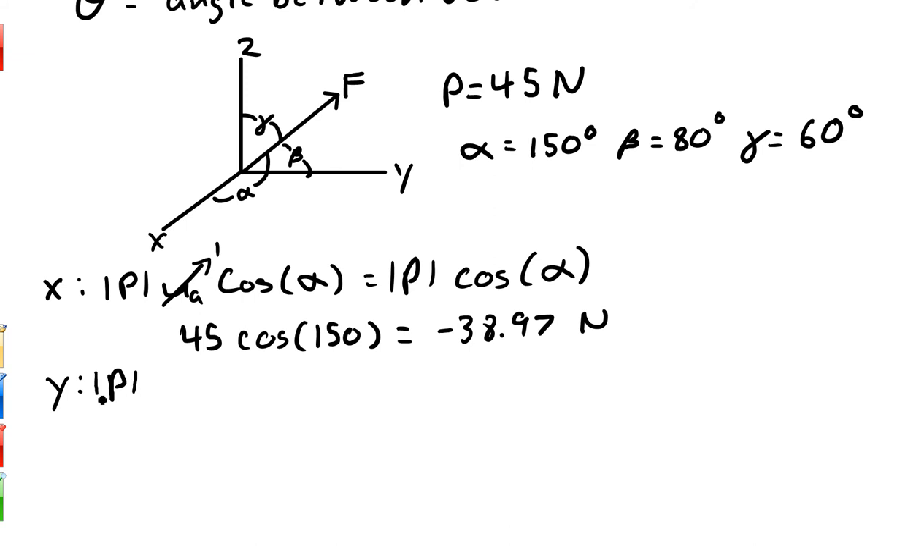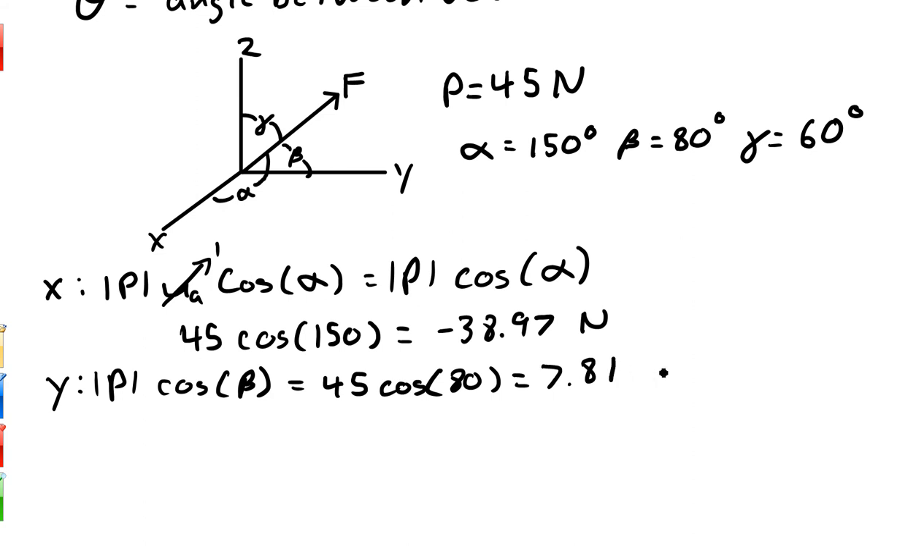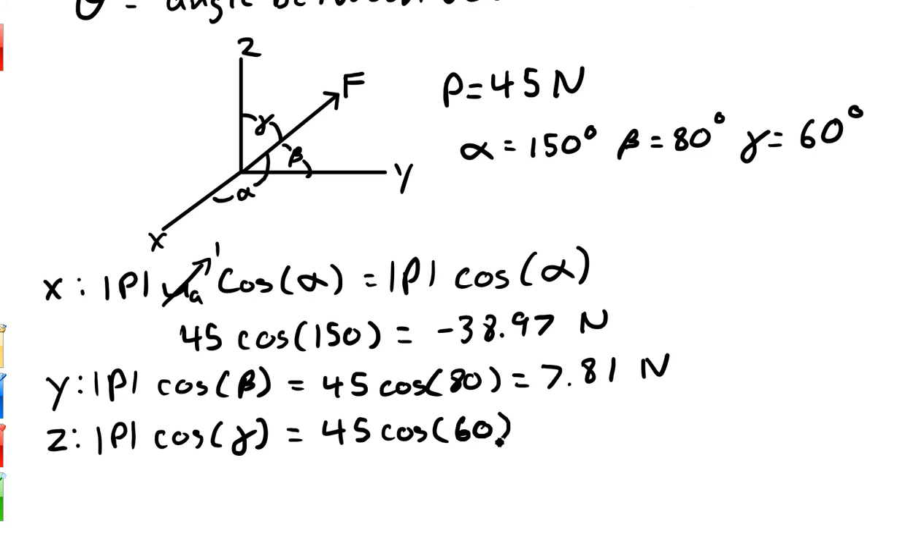So we have P cosine of beta, which is going to be equal to 45 times the cosine of 80, which gives us 7.81 newtons. And then we have the z component, which is magnitude of P, cosine of your angle gamma, which is going to be 45 cosine of 60, which is just 22.5 newtons.